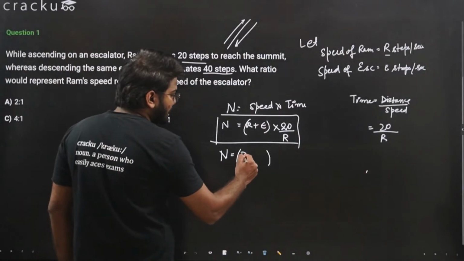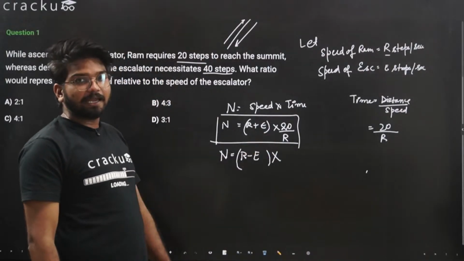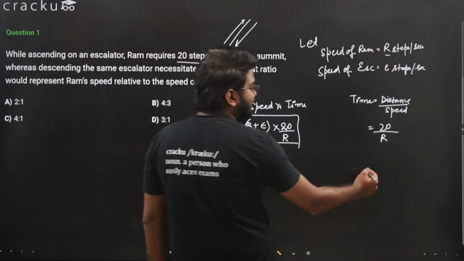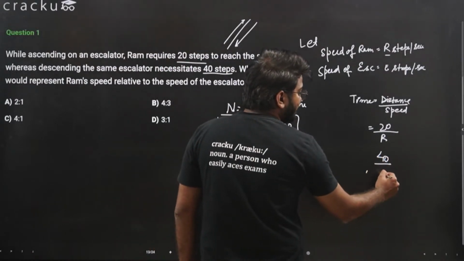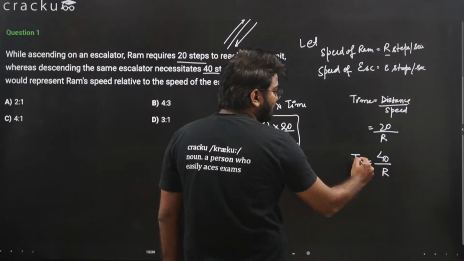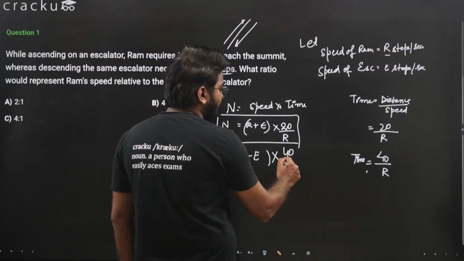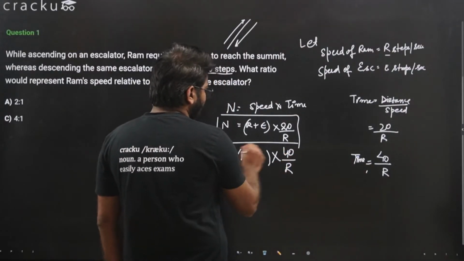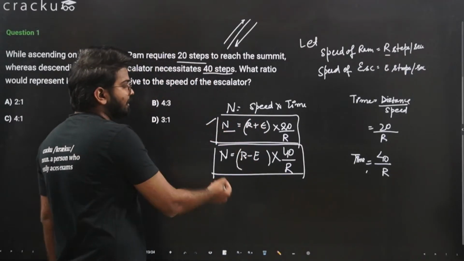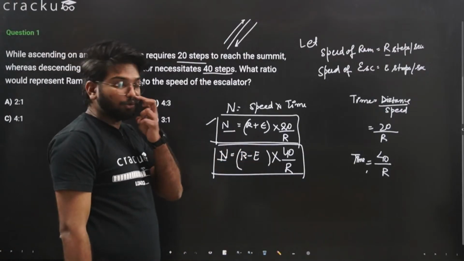So we can say r minus e into, again we don't know the time, but we know that Ram takes 40 steps and the speed of Ram is r. So time taken will be 40 divided by r, that is 40 by r. Now we know that this whole equation is also equal to n. So we can compare both these equations.